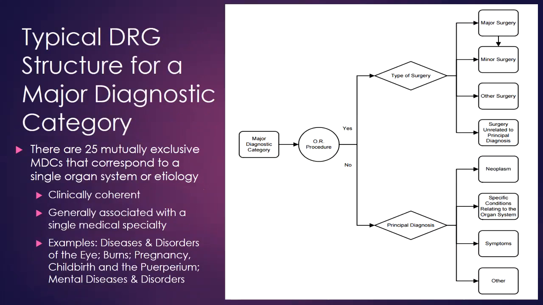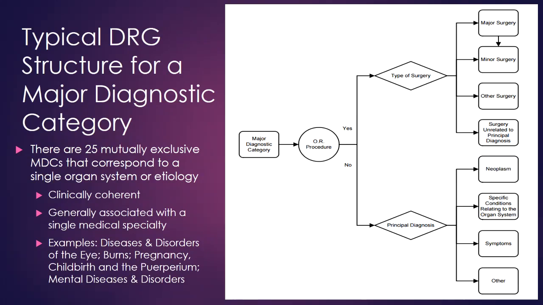Here's an example of a typical DRG structure. They start with these major diagnostic categories, of which there are 25, and these are mutually exclusive groups that correspond to a single organ system or etiology. So this checks the box of being clinically relevant and coherent. Some examples include diseases and disorders of the eye, burns, pregnancy, childbirth, and so on.